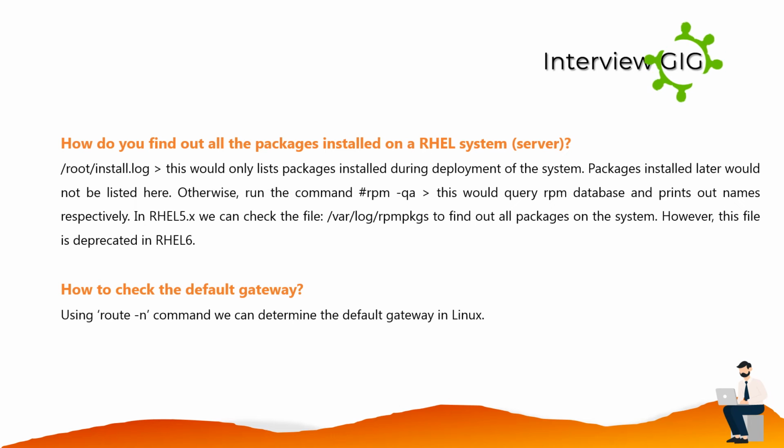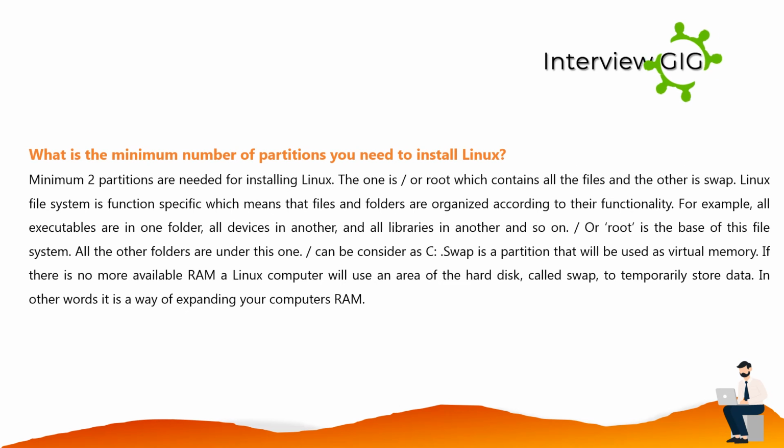How to check the default gateway? Using the route command as root we can determine the default gateway in Linux. What is the minimum number of partitions you need to install Linux? A minimum of 2 partitions is needed for installing Linux. One is / or root, which contains all the files, and the other is swap.